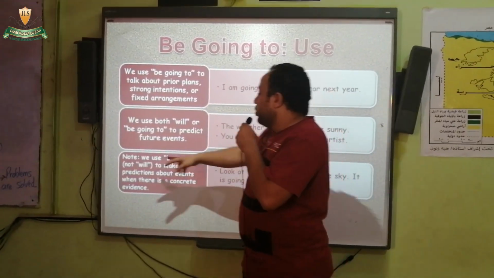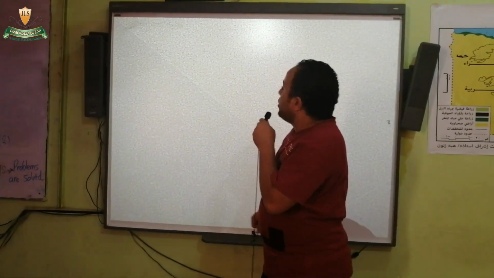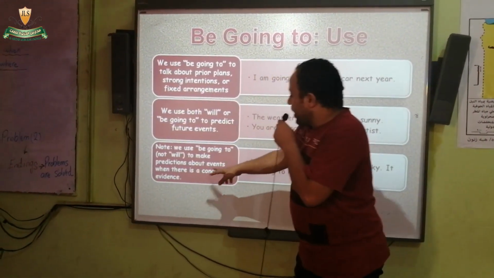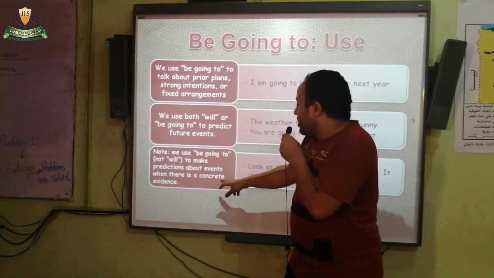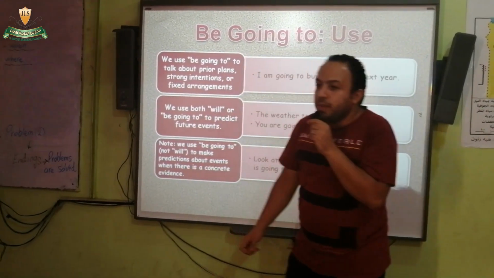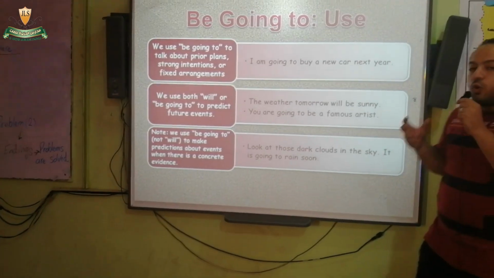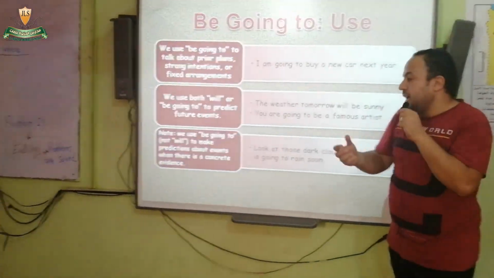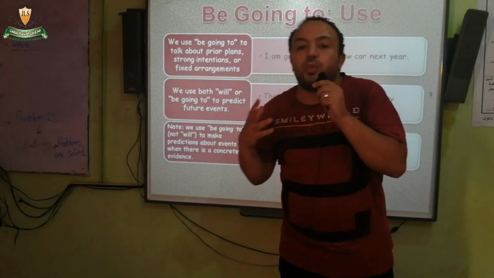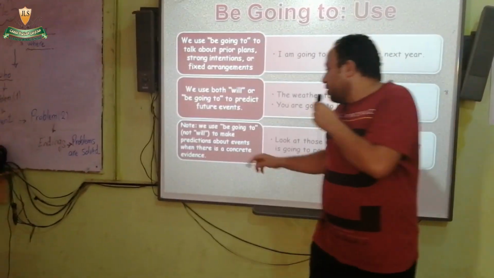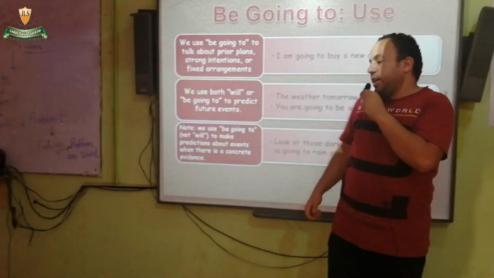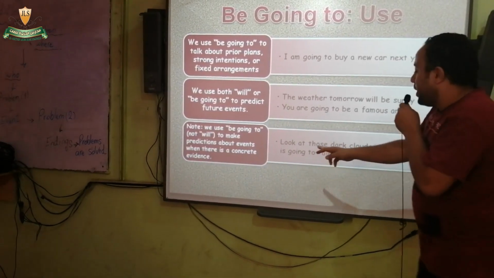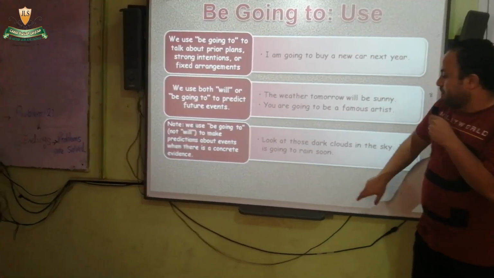Note, we use be going to, not will, to make predictions when there is concrete evidence. What do we mean by concrete evidence? Something that we can touch. We have abstract and concrete. Abstract is something that we cannot touch, and concrete is something we can touch. Look at those dark clouds in the sky. It's going to rain soon.